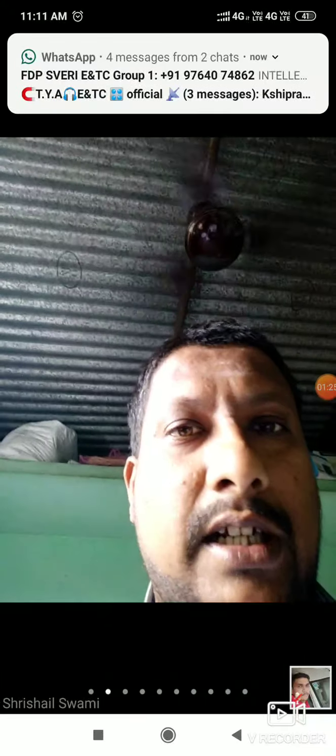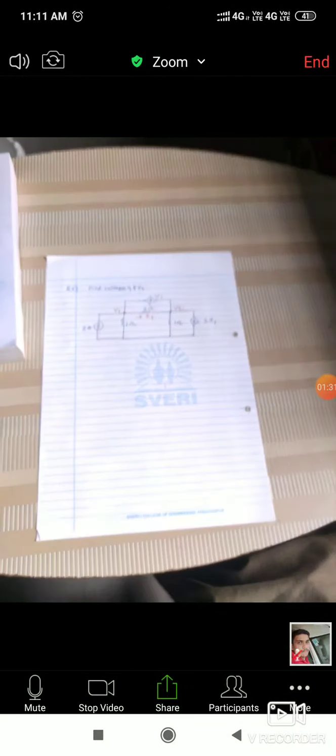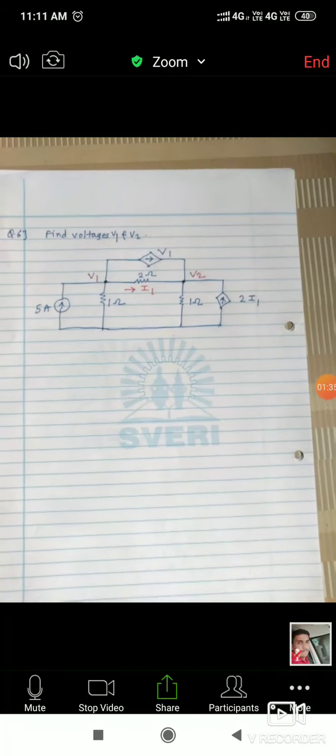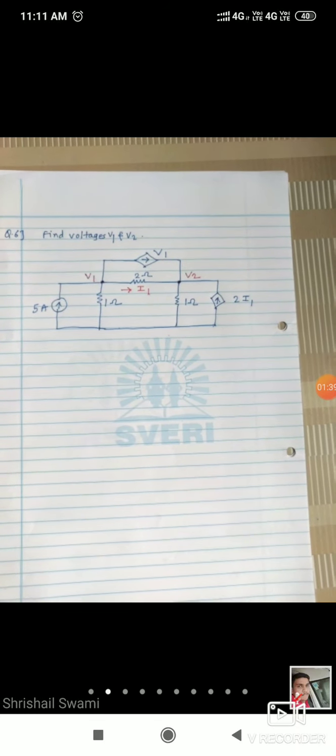We will take this example, and after that we will start the new concept, that is the super node analysis. Today we are going to solve the example I gave as homework yesterday. Okay, now we are going to solve. Here, this is the example I gave yesterday. Find voltage V1 and V2.